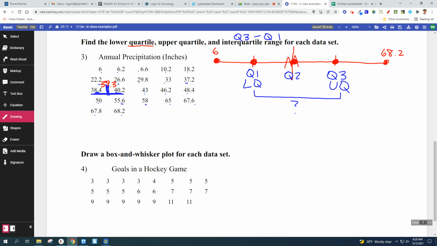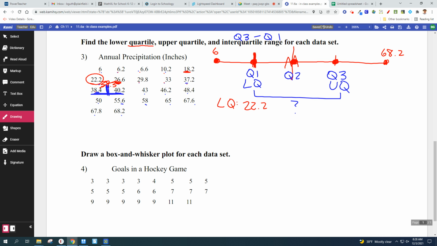So essentially what I need though is the middle of this lower set of numbers. So find the middle of the lower half. I guess I didn't even really need that number, did I? So there are 11 numbers on the lower side. So 1, 2, 3, 4, 5, 1, 2, 3, 4, 5. This must be the middle right there. That lower quartile number is 22.2. That's the lower quartile.